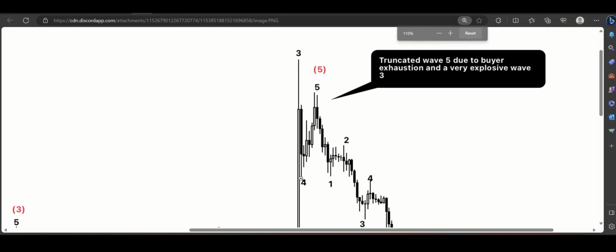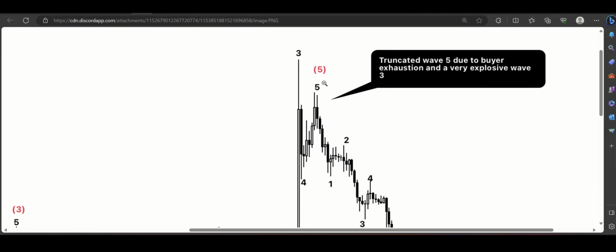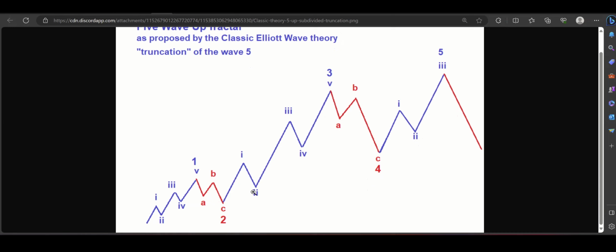Now, I remember in this wave 5 that we pulled here, everyone was buying. Everyone was becoming a buyer here because they were thinking we're going to go to $10 and these crazy high numbers. But little did they know, I was telling everyone that this is a truncated wave 5. Okay? When you have an explosive move up, you'll likely see buyer exhaustion.